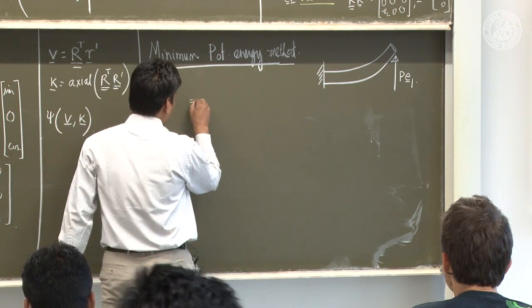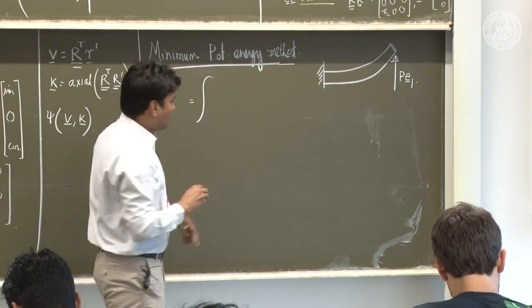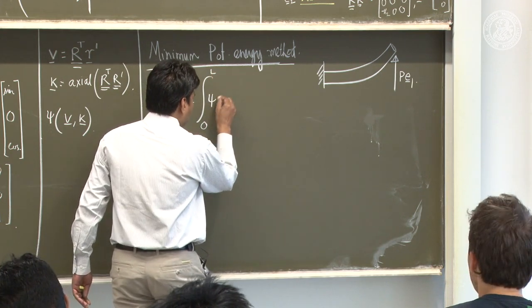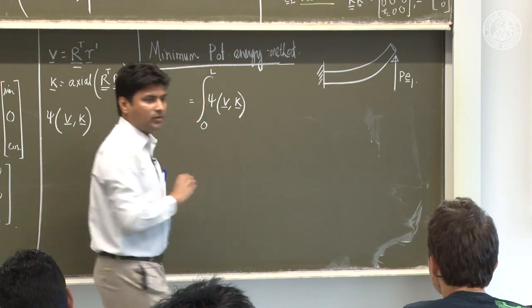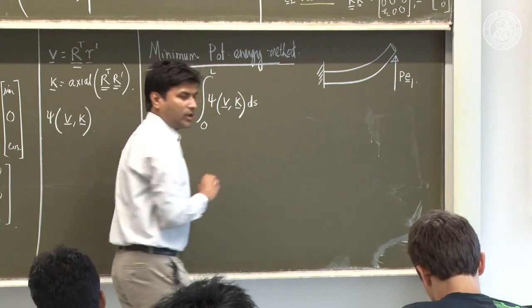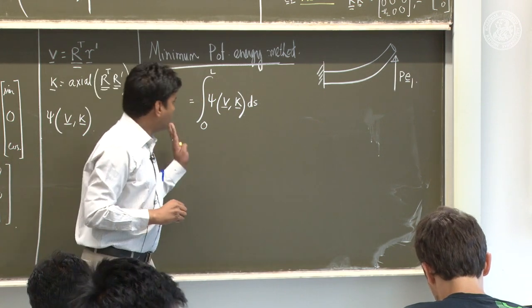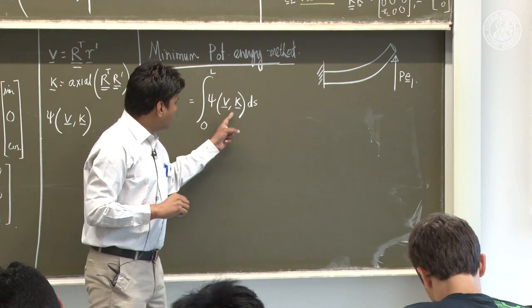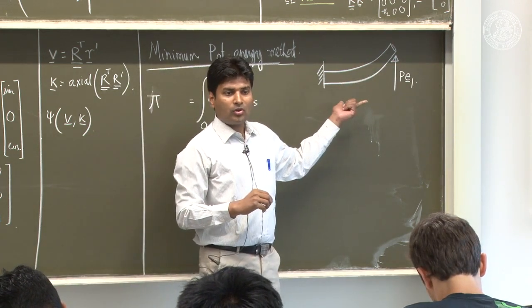So, that's going to be equal to the strain energy of the rod, which is simply the integration from 0 to L of psi of V comma k ds, right, because this was strain energy per unit undeformed length. So, you integrate it over the length, you get the total strain energy, and you see your V and k can vary along the length, it need not be constant.